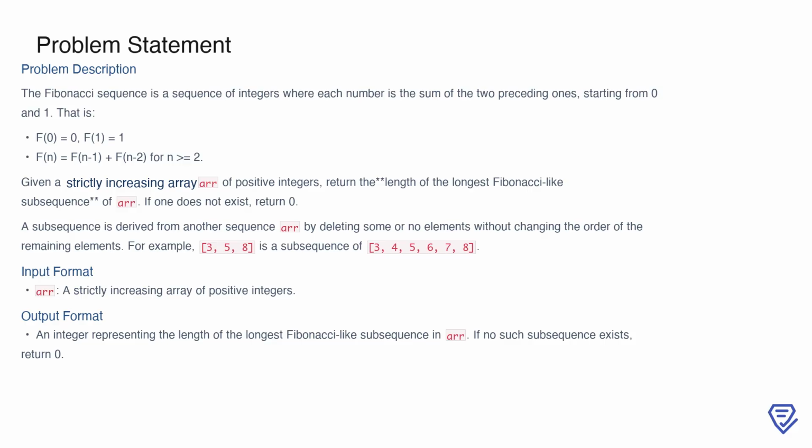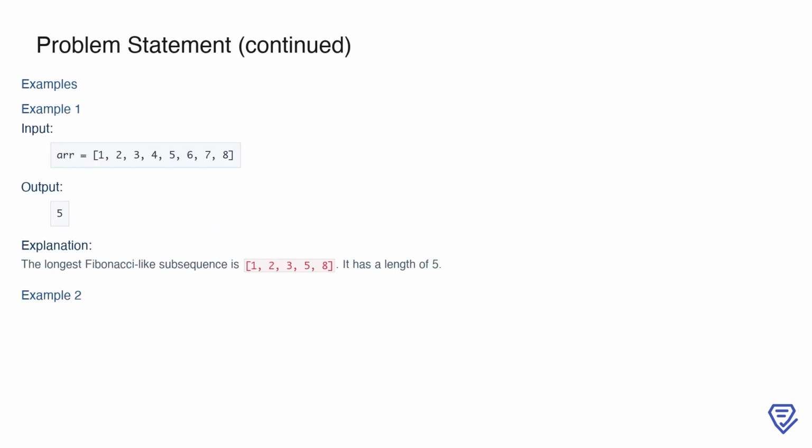The input format specifies that the array will be sorted in strictly increasing order, and the output is an integer representing the length of the longest valid Fibonacci-like subsequence. To help clarify the problem, let's look at an example.